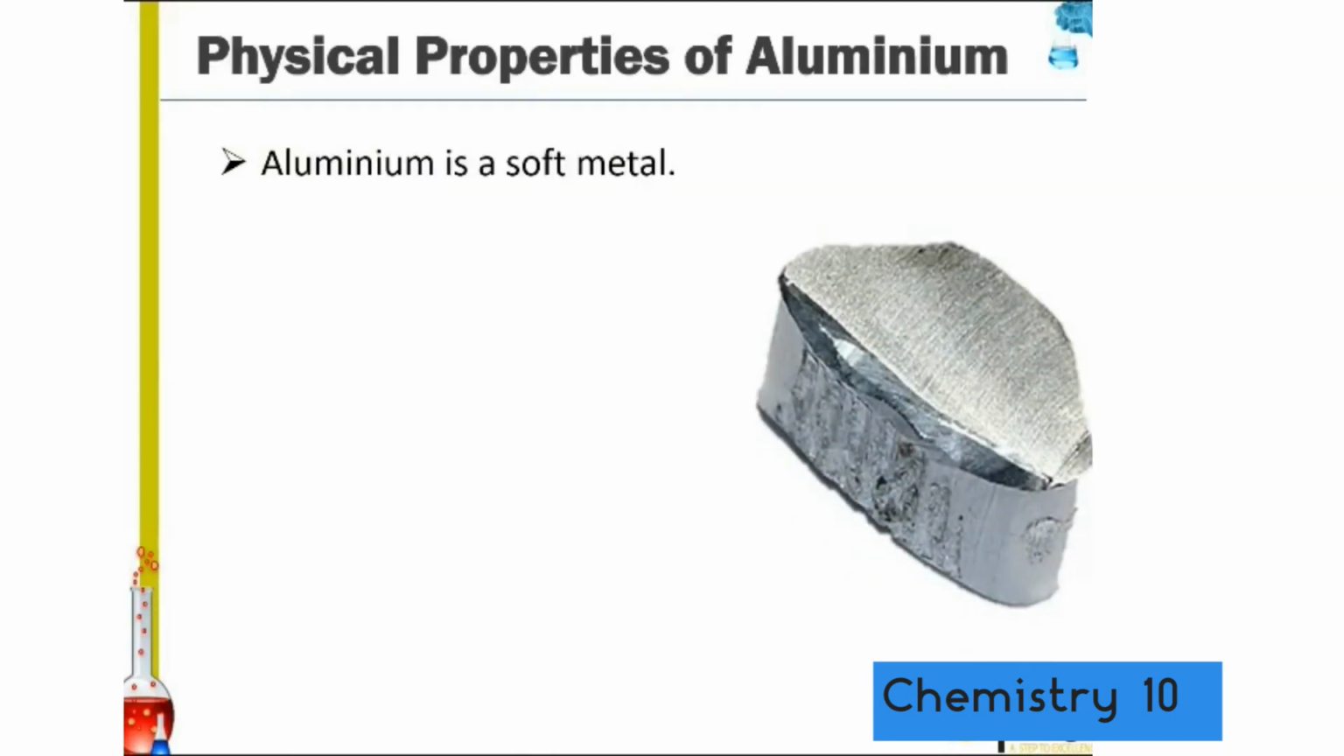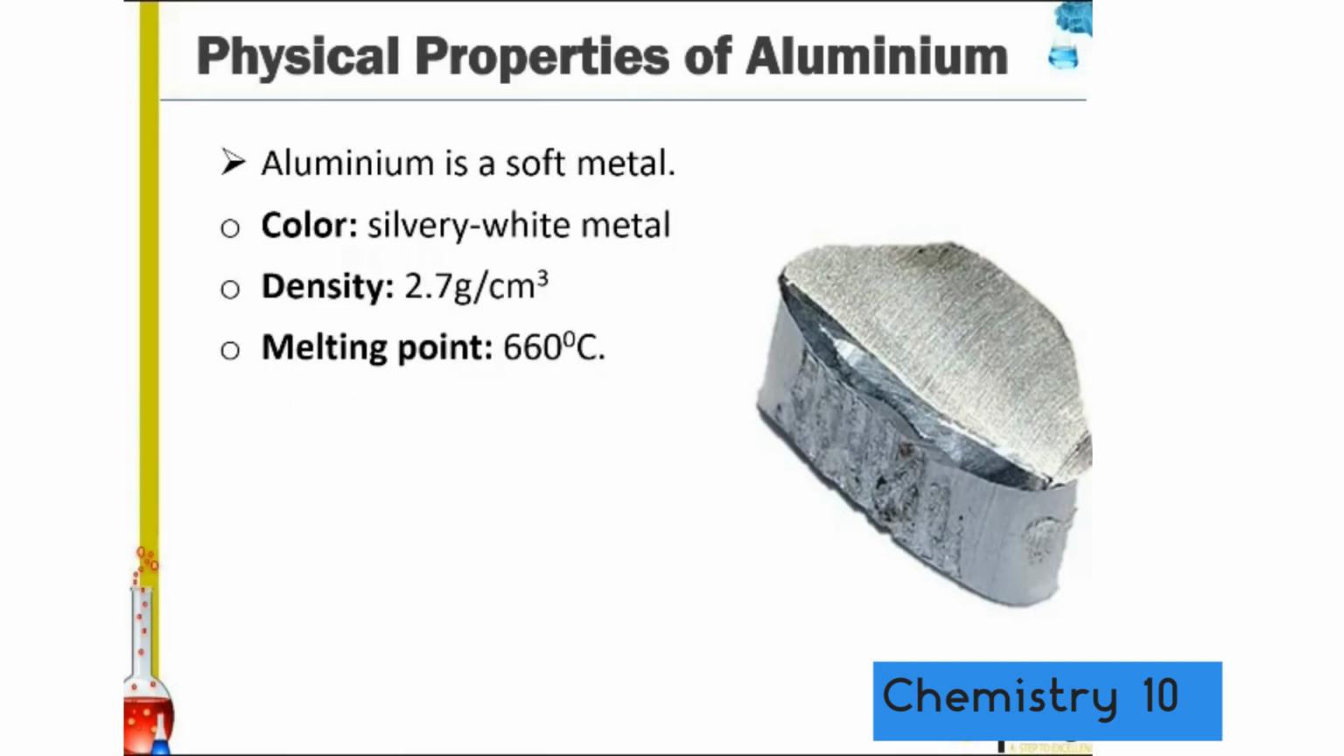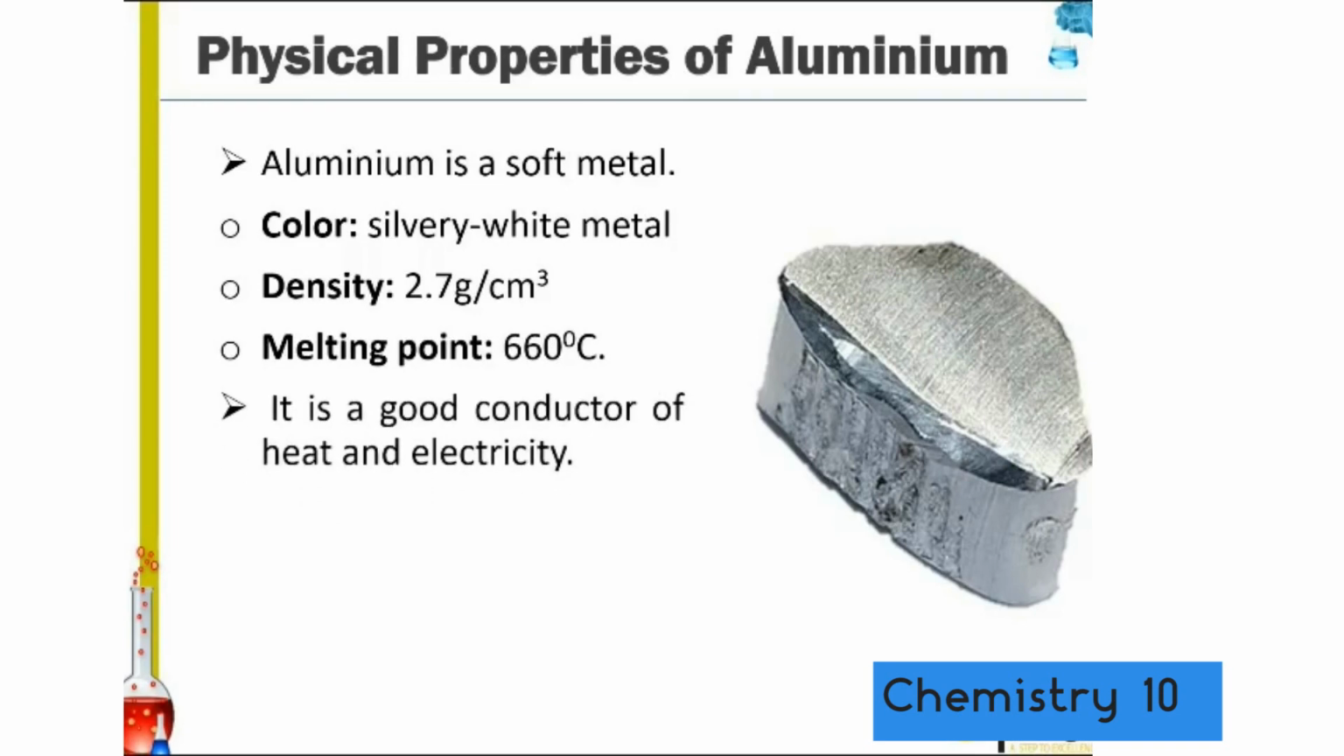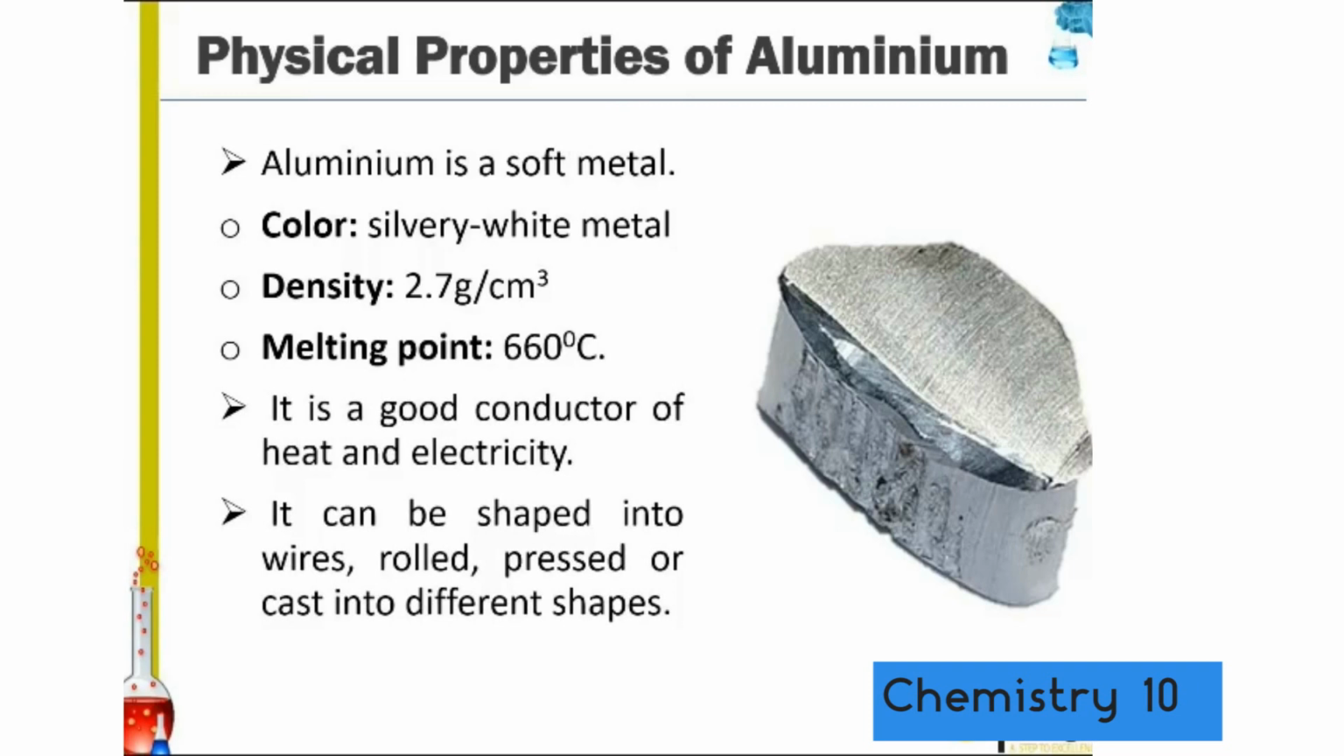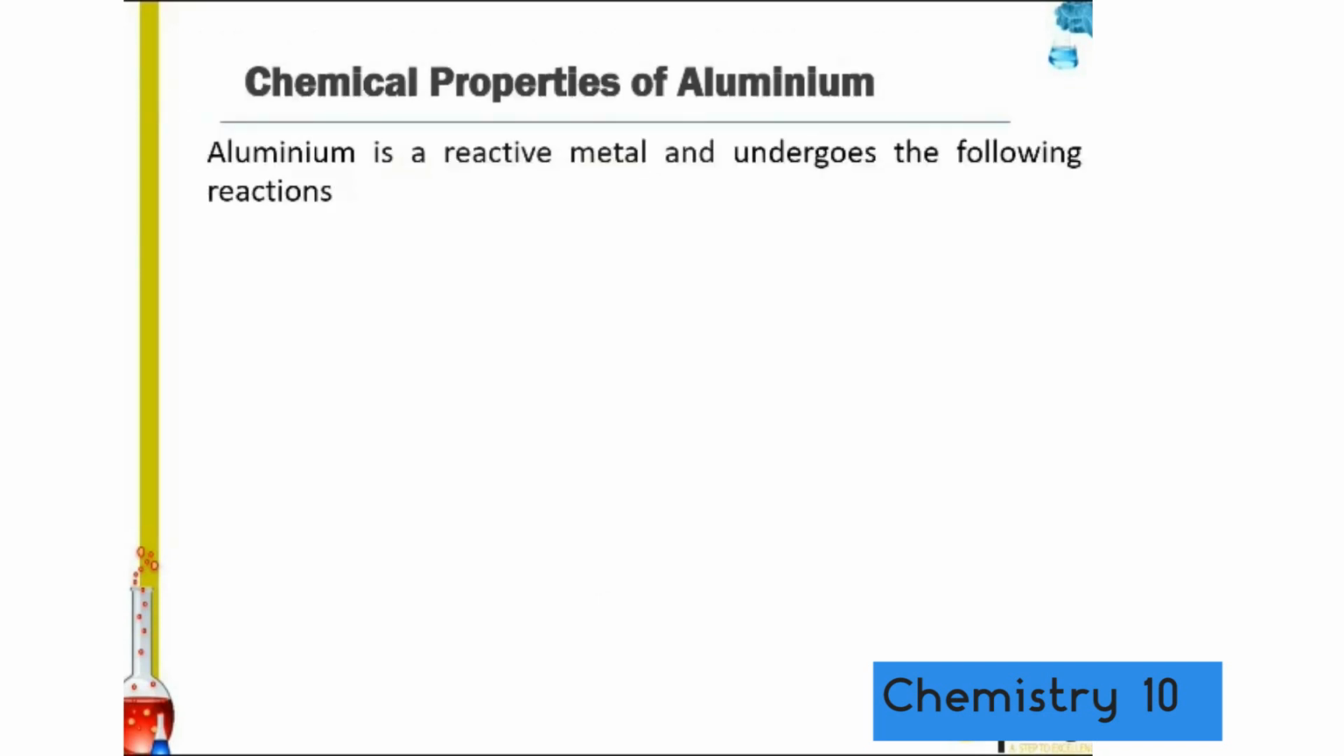Overall, aluminum is a relatively soft, silvery white metal with a relatively low melting point of 660 degrees Celsius. It is a good conductor of heat and electricity, and it can be shaped into wires, rolled, pressed, or cast into different shapes. Additionally, aluminum is a highly reactive metal and it undergoes the following reactions.